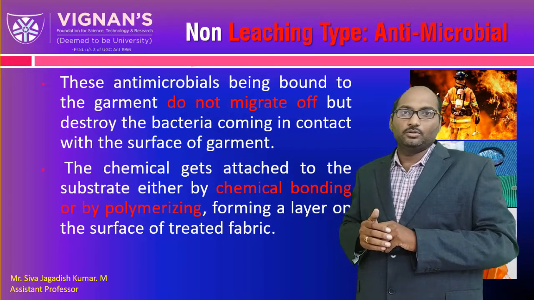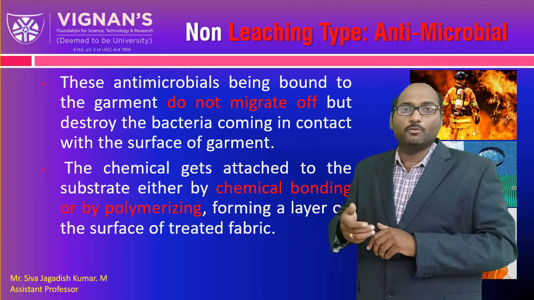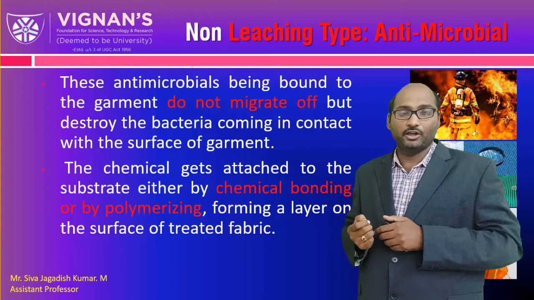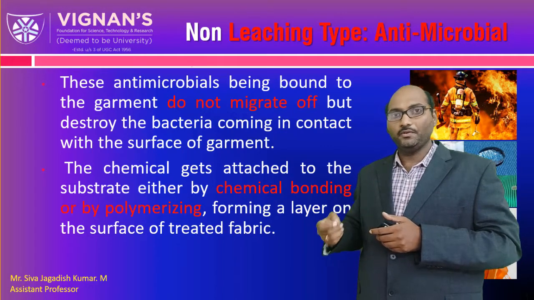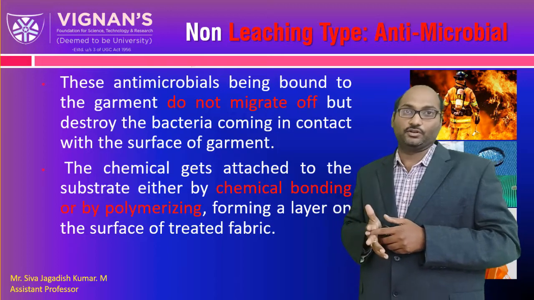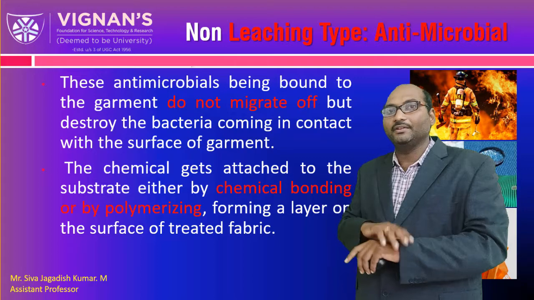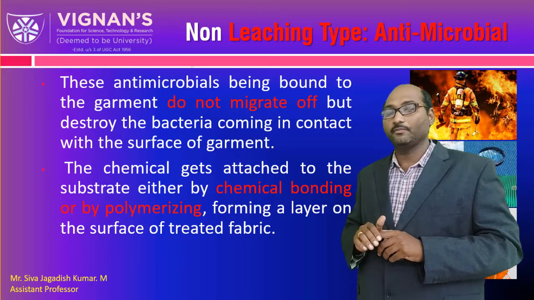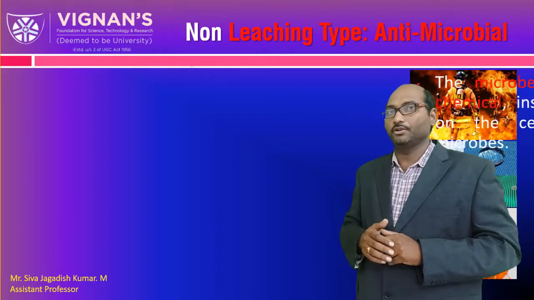Understood? In chemical bonding, like high Q masks with the silver technology, they incorporate this chemical within the fiber and yarn structures. So that is the chemical bonding. Sometimes it is a coating or polymerizing on top of the fabric, which forms a layer. In the non-leaching type, this is normally used.